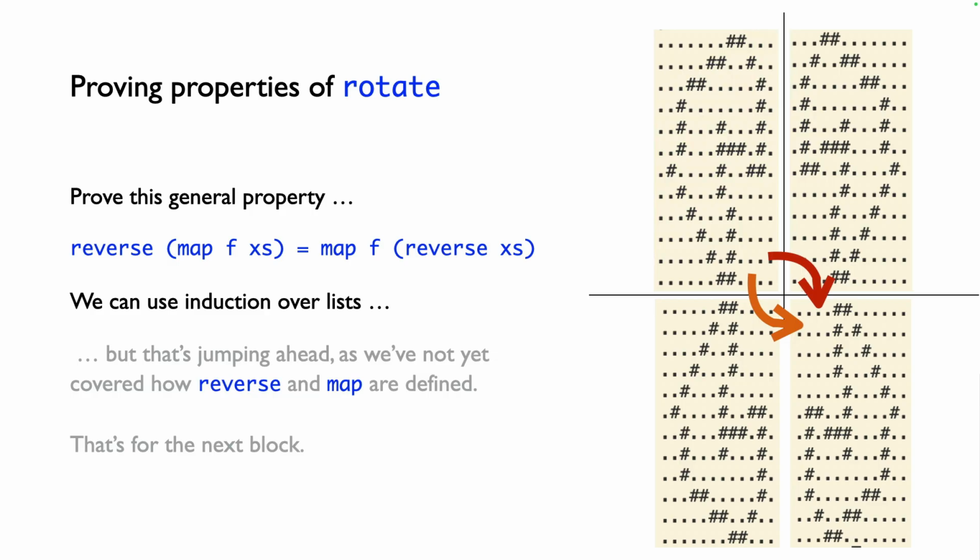So we claim, and perhaps it's visually obvious if you look at the diagram there, that we can prove this general property: that if we reverse map of f x's, that's the same as reversing x's and then mapping f along the list. It doesn't matter whether we do the map before or after the reverse, or conversely, it doesn't matter whether we do the reverse before or after the map. And in order to prove that for all x's, or for all finite x's, we use what's called induction over lists. So let's talk about what that means.